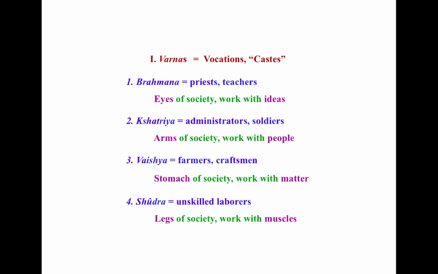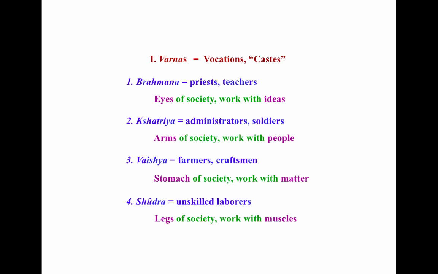The brahmanas are people whose function in society basically results in their being priests in religious contexts or teachers in educational contexts. Kshatriyas are administrators in times of peace and soldiers, warriors in times of war. Vaishyas are the farmers, the craftsmen of a society. And the shudras are basically, we would call them blue-collar workers, unskilled laborers.